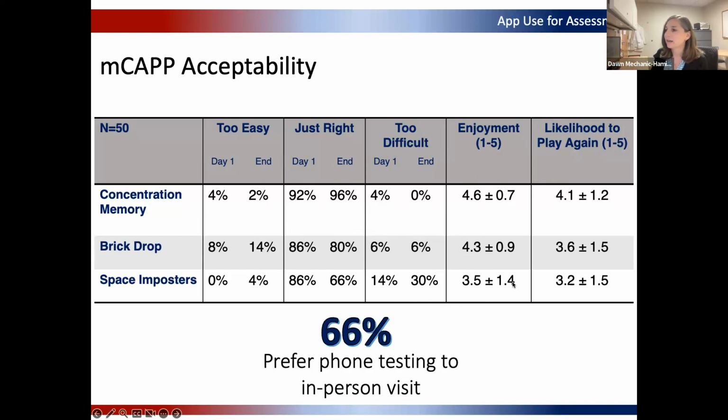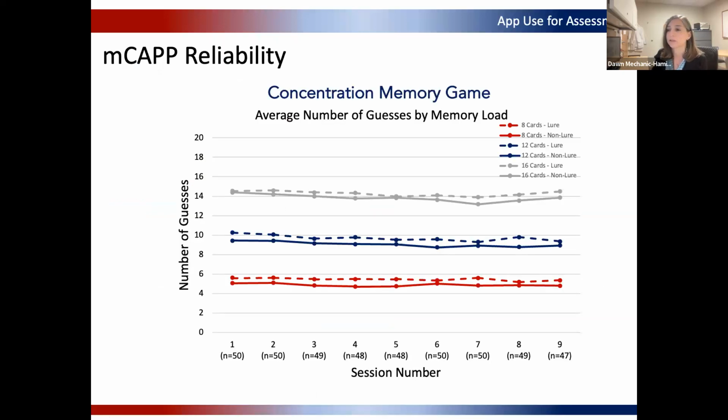Space imposters not as high as the other ones, and likelihood to play again. And we asked them, would you prefer to do this or come into the office for testing? And many of them, the majority, would prefer to do phone testing, which is good for us to know. There are things that we're going to have to do in person and things that we'll need to do with regular paper pencil testing for now. But I think the acceptability and the willingness is there for this to be a tool, at least in this population.